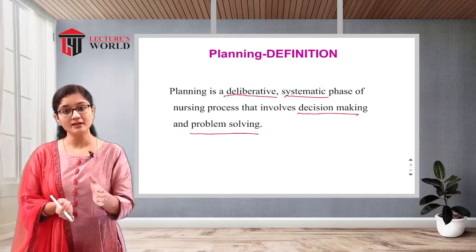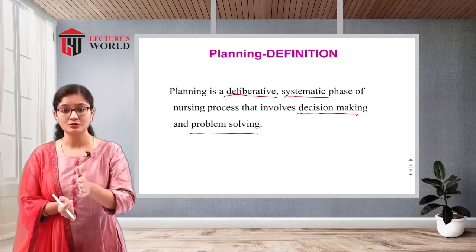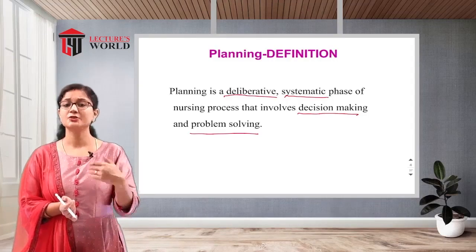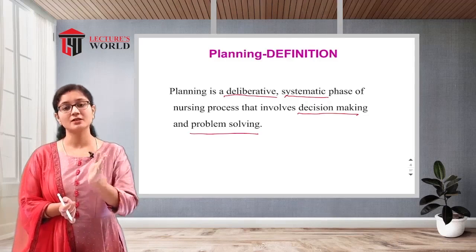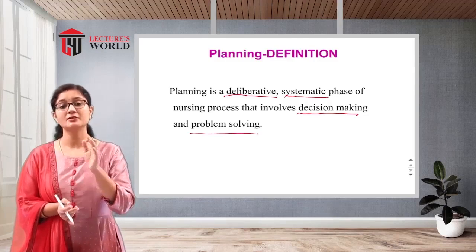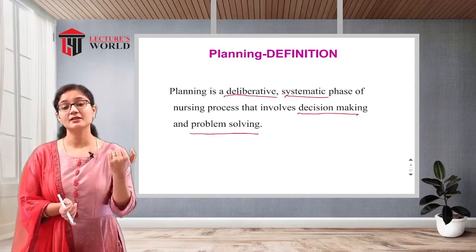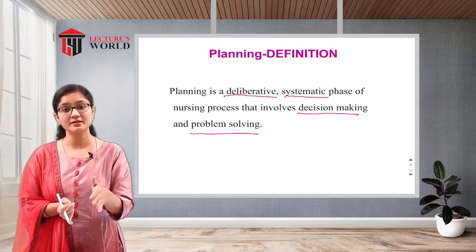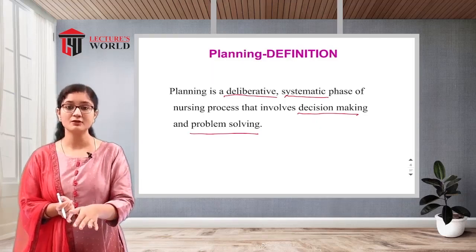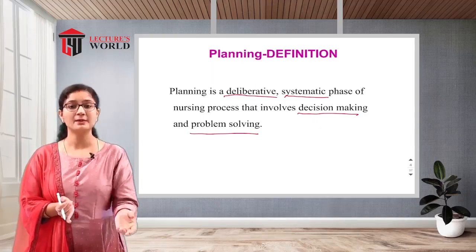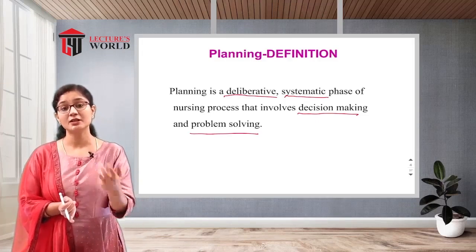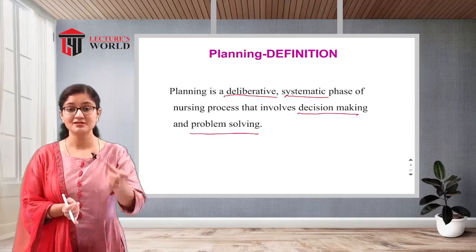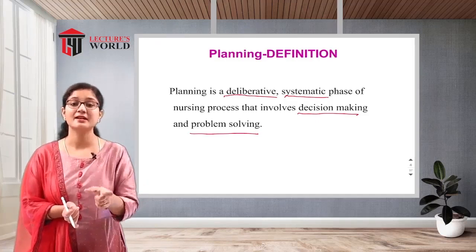On that basis I will plan a goal. Let me write reduce fever. Now the desired outcome I can write down. Client will have temperature 100 degree Fahrenheit after 1 hour of administration of antipyretic, or after 1 hour of providing tepid sponge. This is how I am going to write my desired outcome.